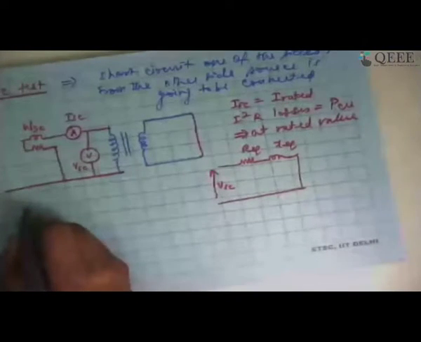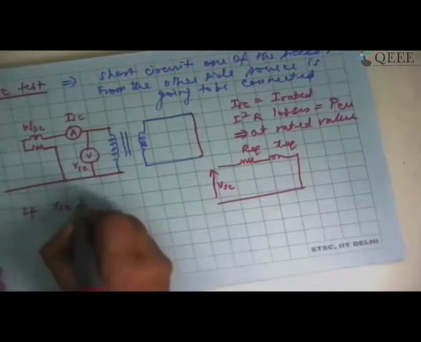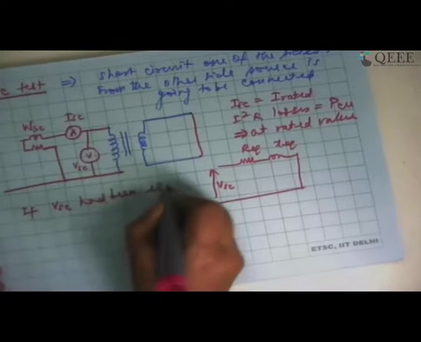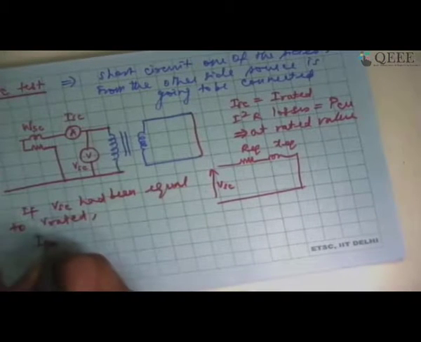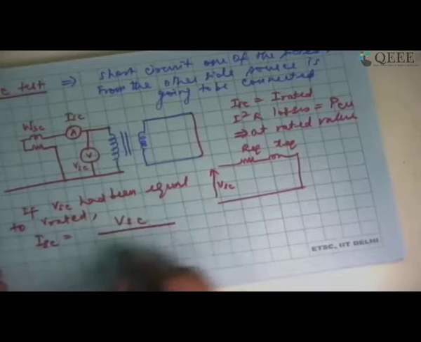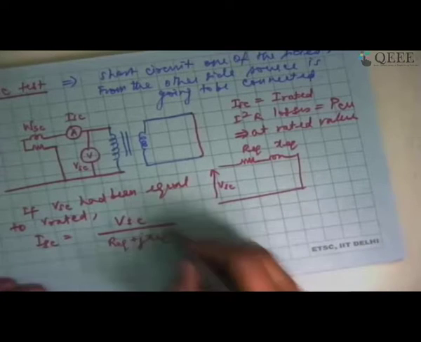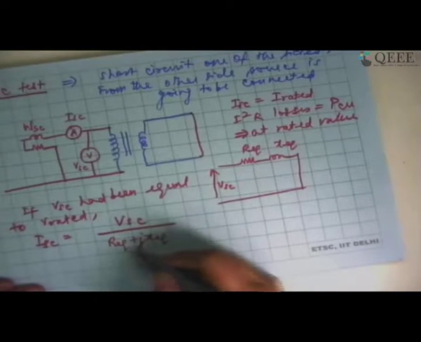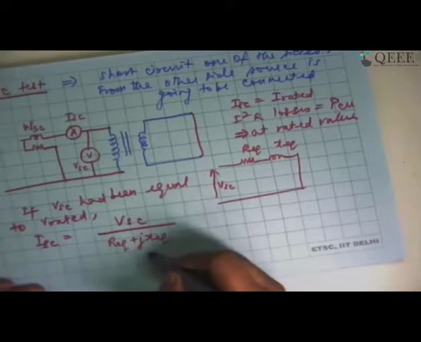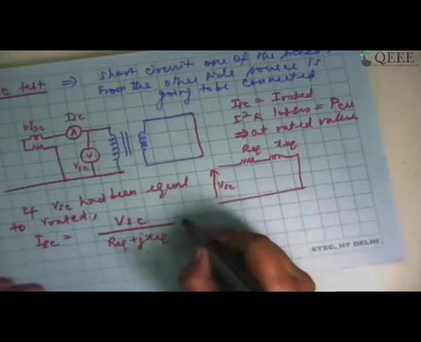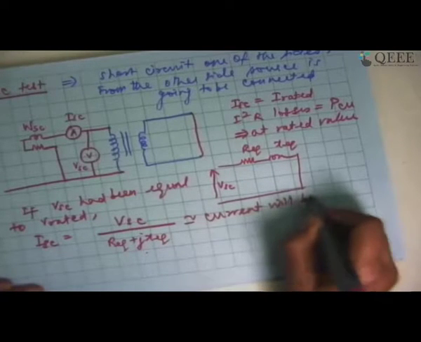So now I would say, if VSC had been equal to V rated, then I'm going to have ISC equal to VSC divided by R equivalent plus jX equivalent. And we know that R equivalent and jX equivalent are going to be small for a transformer because the resistance of the copper is generally very small. And X equivalent value also is going to be small because I don't have much leakage. So the current will be enormously high.